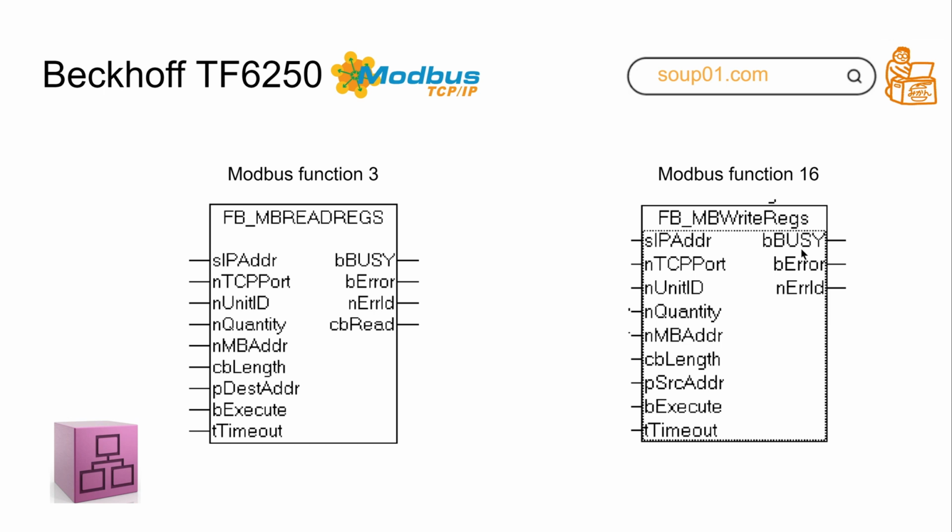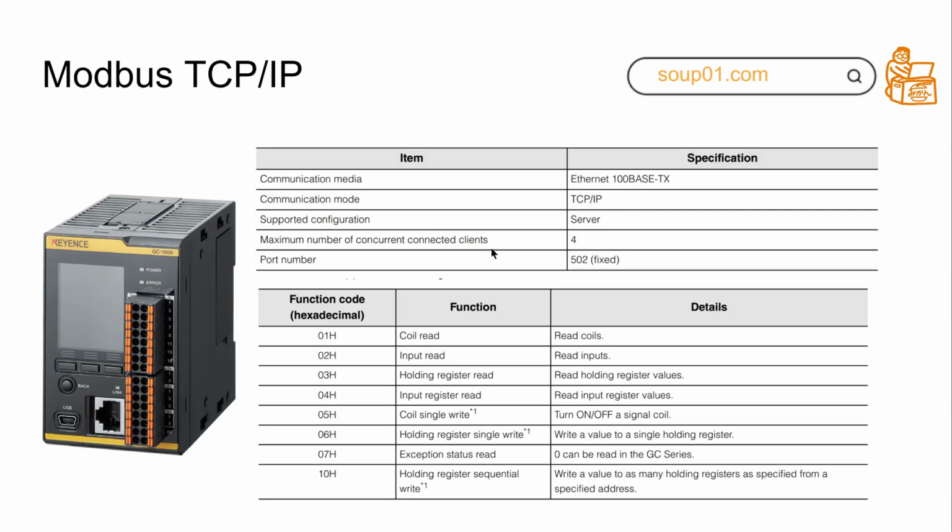And on the other side, this is FB_FBREGS. It is a function block that allows you to use function code 16 to write the holding register, or some new words to the holding register.